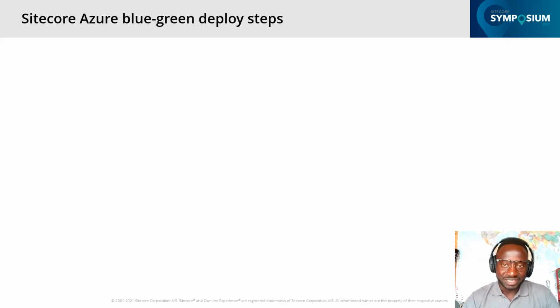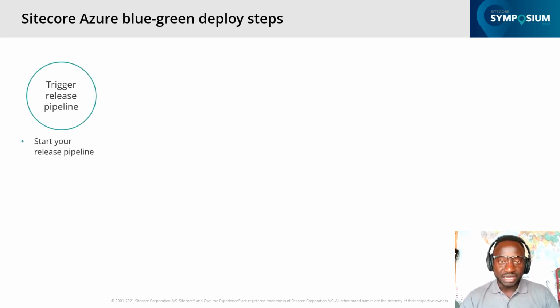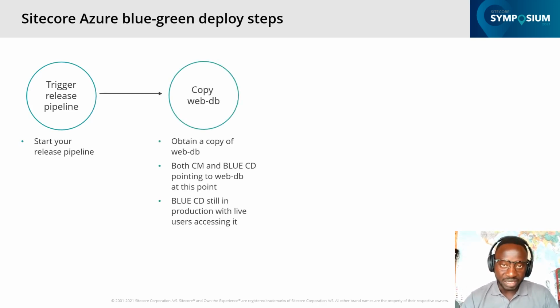So what are the steps of achieving this? We'll start by, of course, triggering your release pipeline. The first thing you do is to make a copy of your web database. As we said earlier, this is for allowing content-safe deployments and mitigating against any content freeze. At this stage, both the CM and the blue CD are still pointing to the original web database, and the blue CD is still in production with our live users not affected.